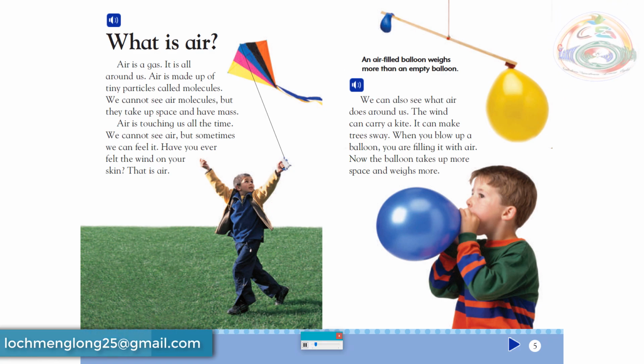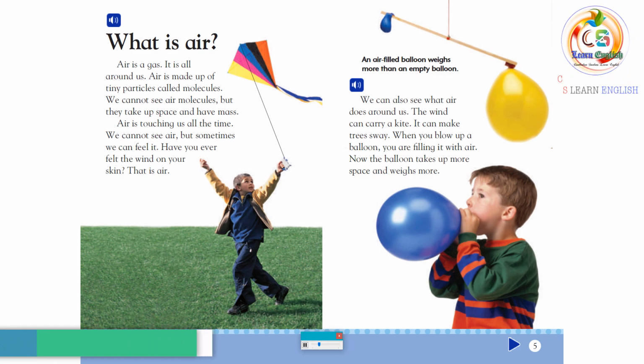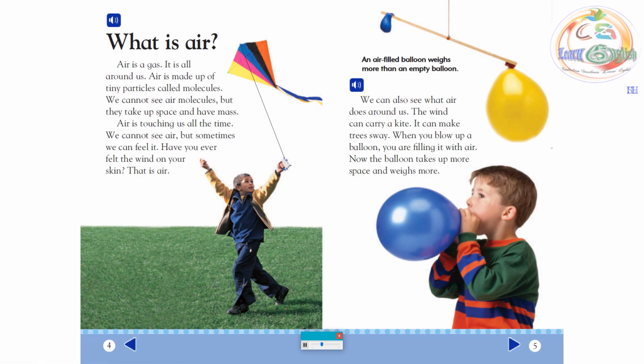We can also see what air does around us. The wind can carry a kite. It can make trees sway. When you blow up a balloon, you are filling it with air. Now the balloon takes up more space and weighs more.